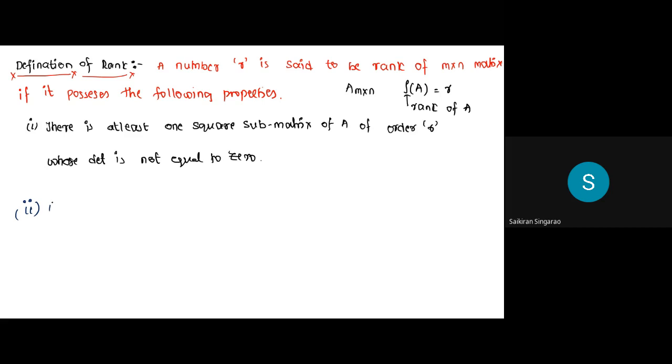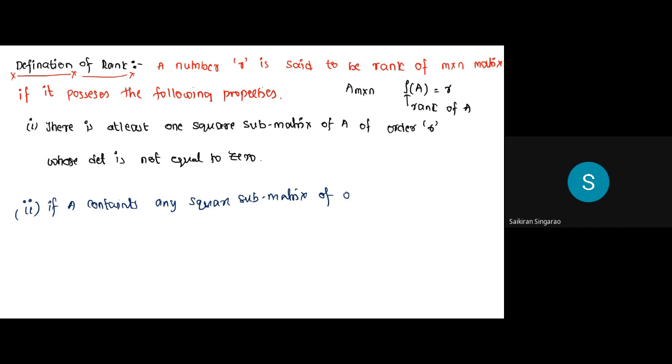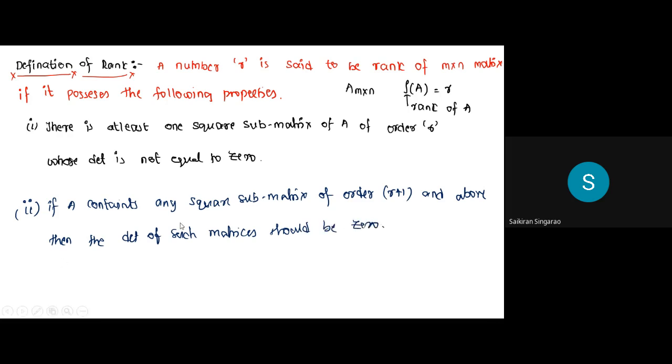Second point is like this. If A contains any square submatrix of order R plus 1 and above, then the determinant of such matrices should be 0, right? This is the definition, sir.